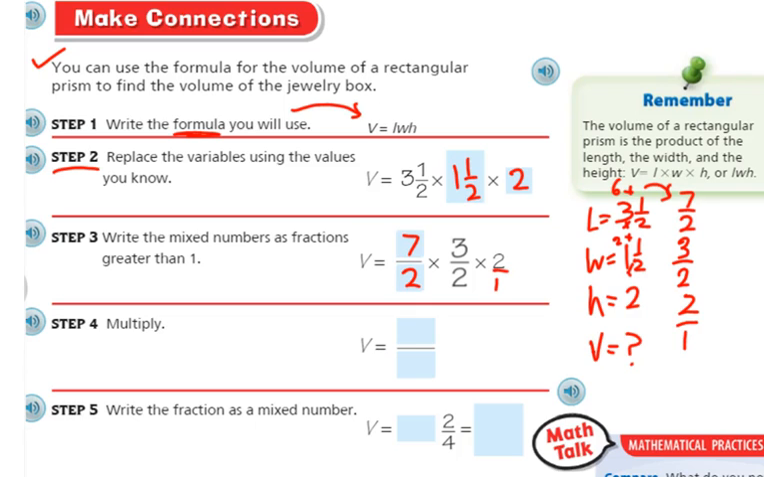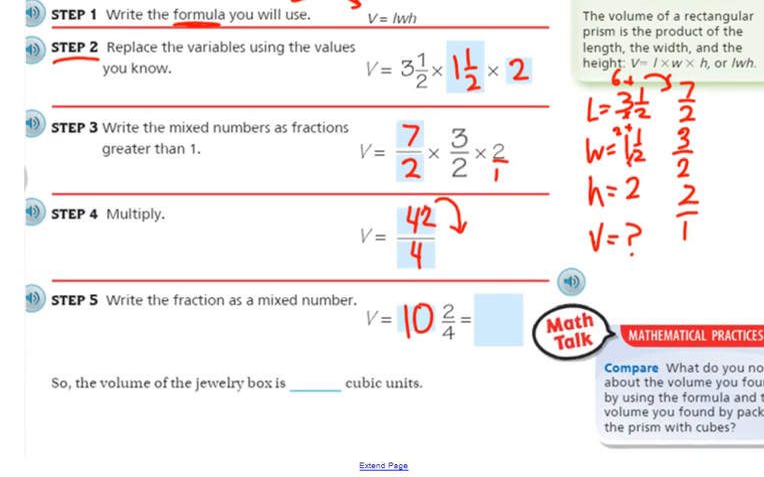When you go ahead and multiply this out, you want to make sure that you focus on multiplying your tops first. 7 times 3 times 2. 7 times 3 times 2 is 21 times 2 is 42. And 2 times 2 times 1 is 4. So I have 42 over 4, which we are going to do some dividing. And you'll notice that 4 goes into 42 10 whole times. 2 left over, so this is 10 and 2/4, otherwise known as 10 and 1/2 when reduced.